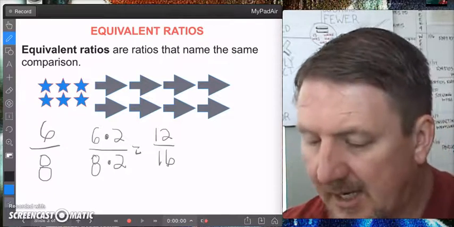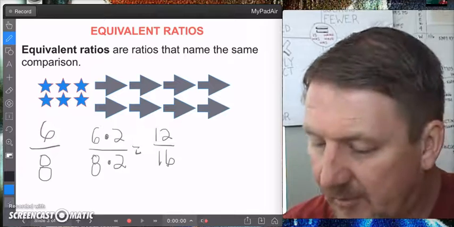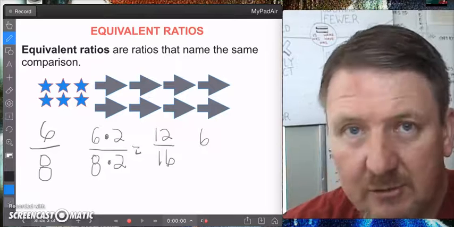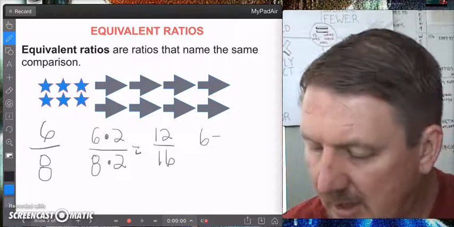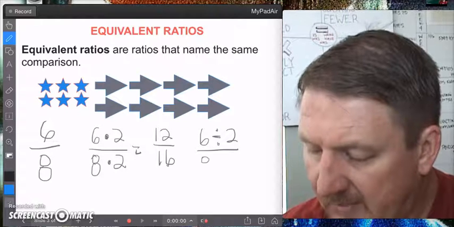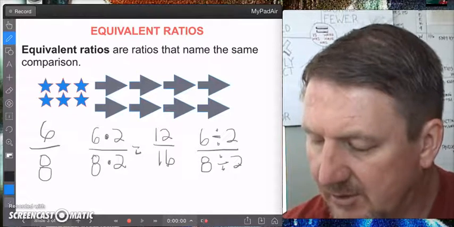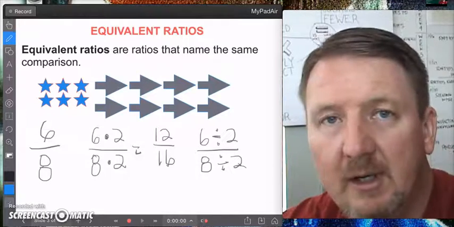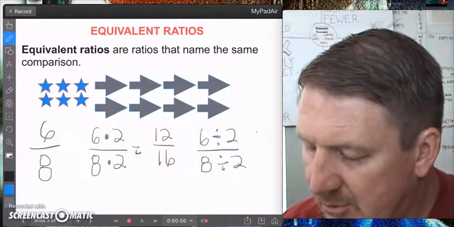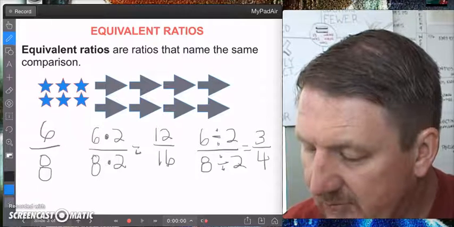So if I had 12 stars here and 16 arrows, that would be the exact same ratio as 6 to 8. Another way I can do it and still remain equivalent is to divide the top and bottom number by the same number. So here, I'm going back to this first ratio of 6 over 8. I'm going to divide the top by 2, and then I'm going to divide the bottom by 2. Make sure I get that where you can see it. That should give me the exact same ratio. 6 divided by 2 is 3. Put an equal sign there, and 8 divided by 2 is 4.